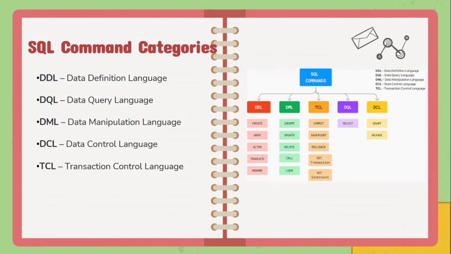So DDL is a short form for data definition language, which deals with database schemas and descriptions of how the data should reside in the database. The commands inside the DDL are create, drop, alter, truncate, rename.